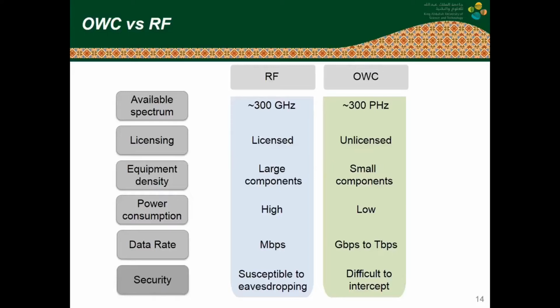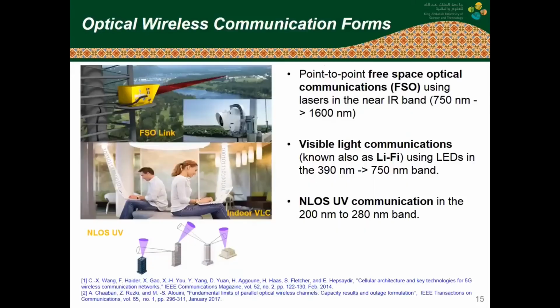So RF communication tends to be more susceptible to eavesdropping than, let's say, free space optic communication. When we talk about optical wireless communication, there are three families of technologies that are typically used. There is free space optics. This is what we'll be focusing on in this tutorial.